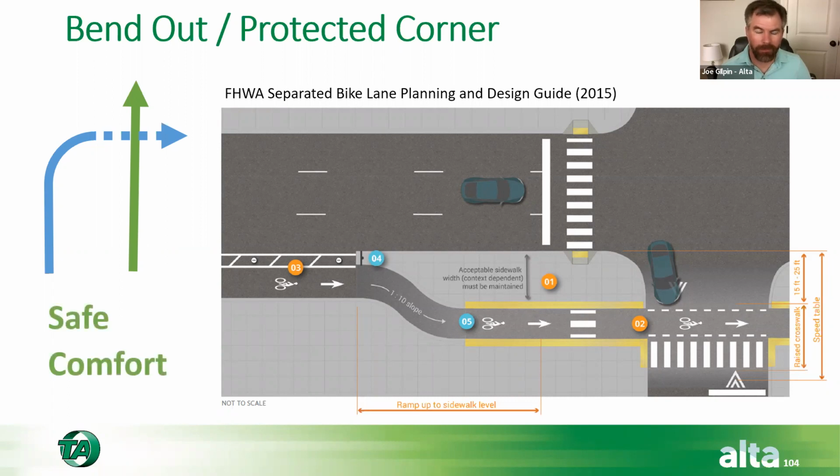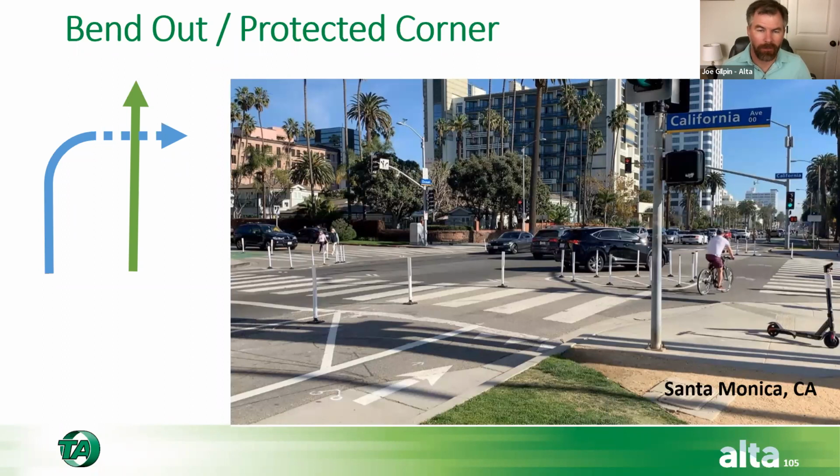And again, if you can maintain a slow corner at that area, that does tend to improve your safety over the rest. So here is an example from Santa Monica, and this is a protected corner on their bikeway network. And you've got this corner safety island, which we'll talk about here.